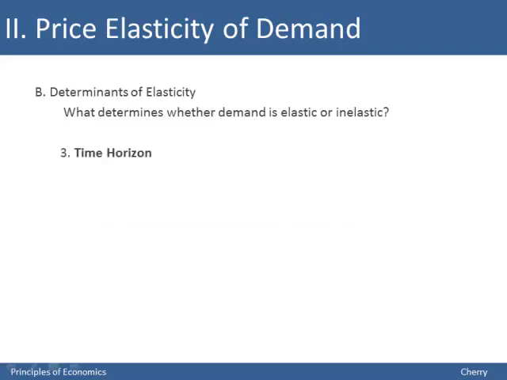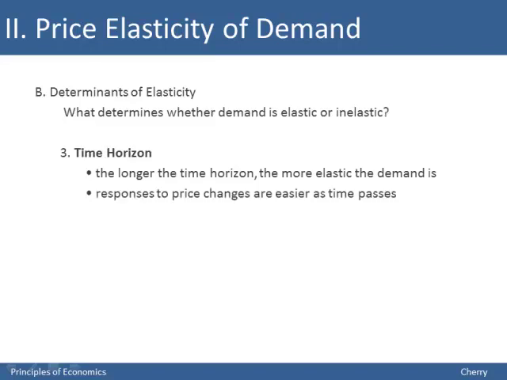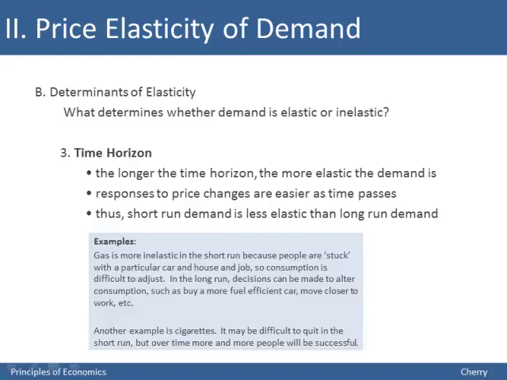So the third category is time horizon. The longer the time horizon, the more elastic the demand is. That's because as time passes, you have more opportunities to change your purchasing patterns. So in the short run, demand is going to be less elastic than it will be in the long run. For example, consider gas or energy in general. In the short run, you're more stuck in your situation. You have your car, you have your house, and it's more difficult to get out of that purchasing pattern.